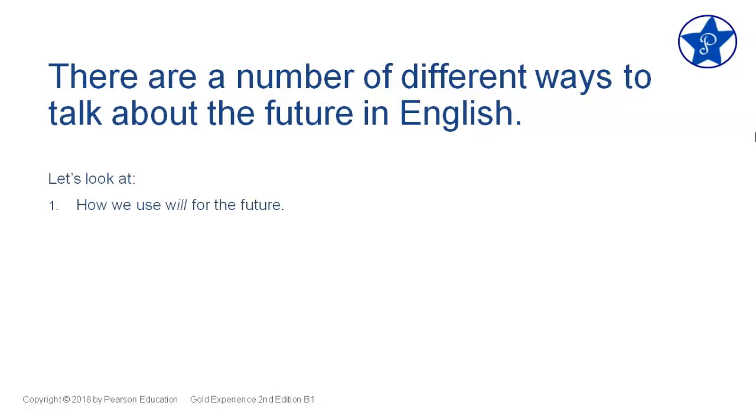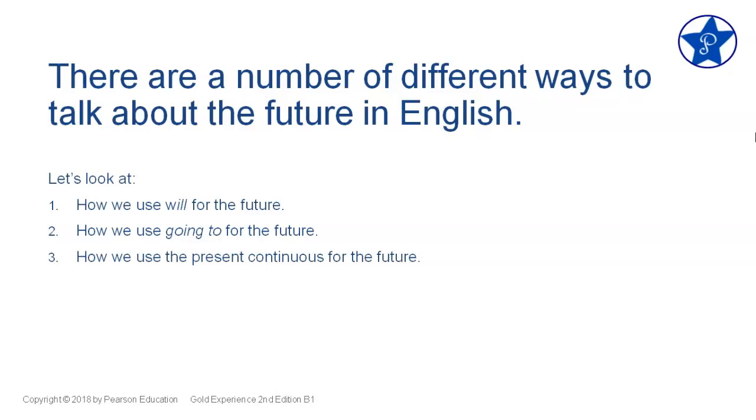First of all, we will have a look at how we use will for the future. After that, we'll see how we use going to for the future. The third on our list is how we use the present continuous for the future. And finally, we'll have a look at how we use the present simple for the future.